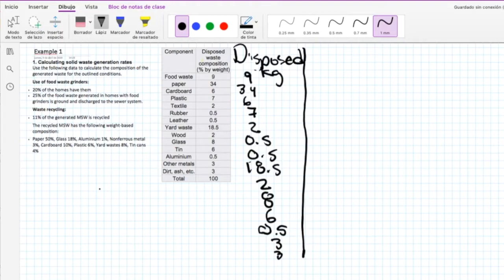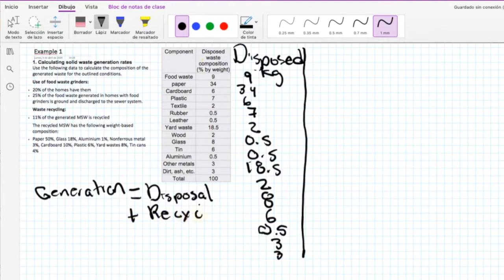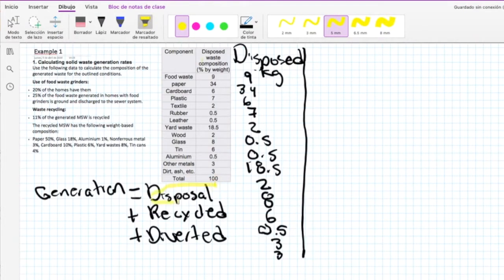This is a typical mass balance, and the mass balance will be: generation will be equal to what was disposed, and what was recycled, and what was diverted. So we know the value that we have now is disposal, and we have information on recycle, and diverted will be the grinding, what was grinded from the food waste.